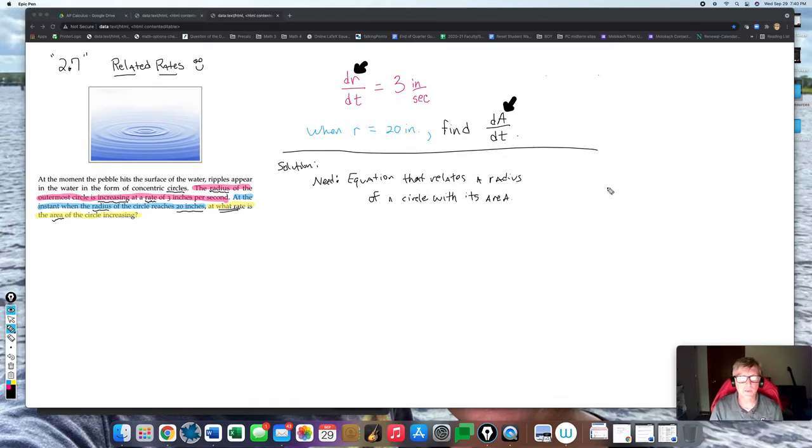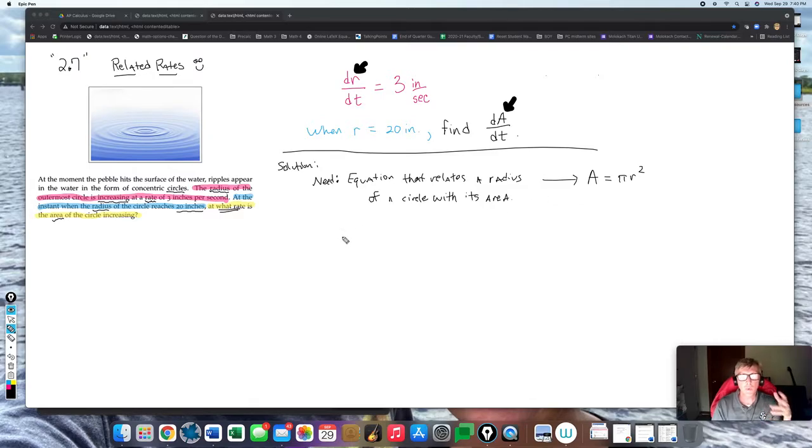So think about that for a minute. How do I relate the area of a circle to the radius of the circle? Is there some area equation I remember about a circle? And you probably do, right? The area of a circle is pi times the radius squared. You knew that, right?